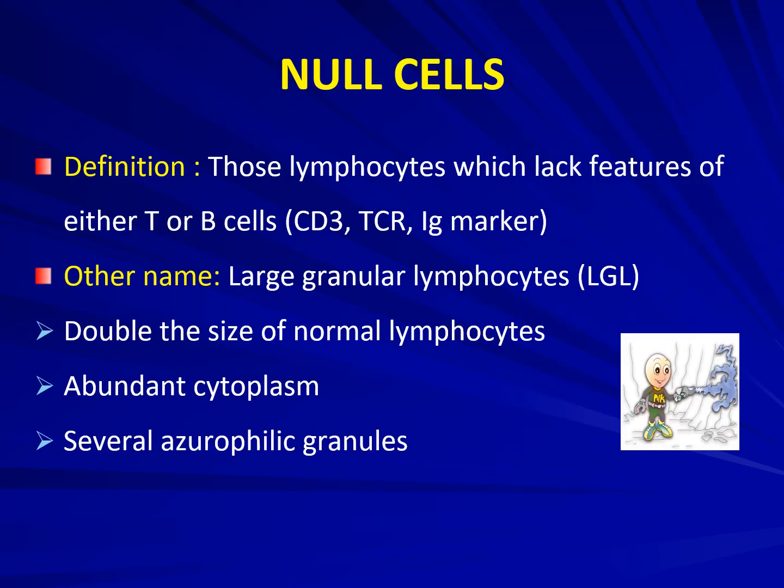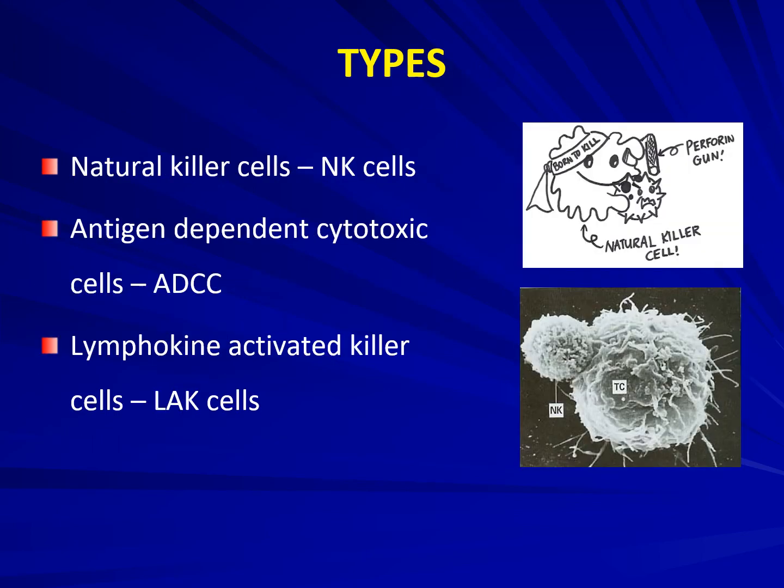Moving on to null cells. These lymphocytes which lack features of either B or T cells are called null cells. They lack CD3, T cell receptor and immunoglobulin marker. All these three which are supposed to be there are missing. That is the reason they are called null cells. Another name is large granular lymphocyte. It's double the size of the normal lymphocyte. It has abundant cytoplasm and several azurophilic granules.